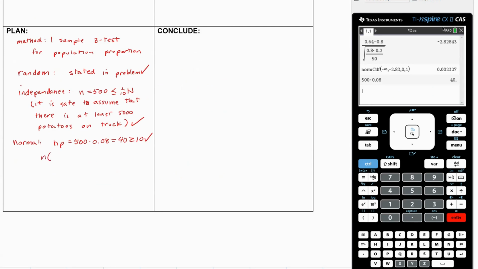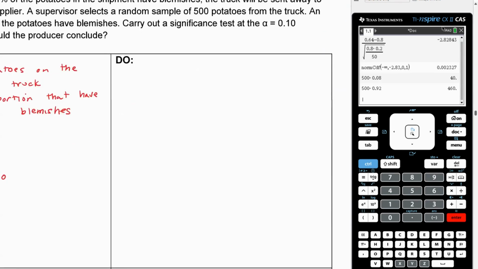And then n times 1 minus p, the expected number of failures, which is 1 minus 0.08, which on the calculator will be 500 times 0.92, and that's 460. And that number is also greater than or equal to 10. Of course, those two numbers add up to 500, just like we expect them to. So we meet all the conditions for the test. Let's go to the do step.